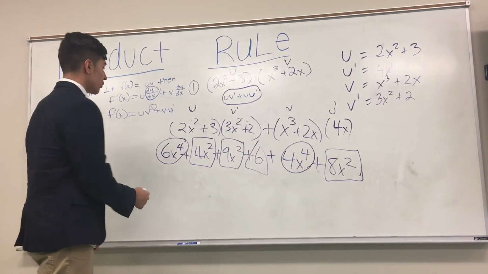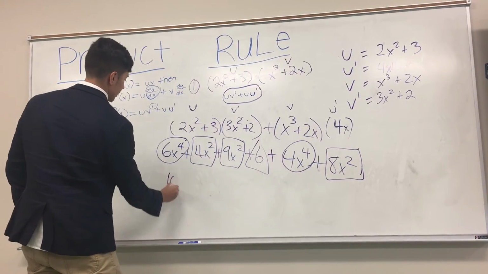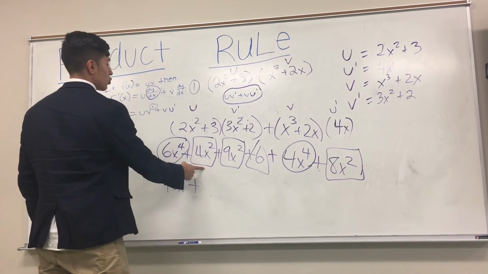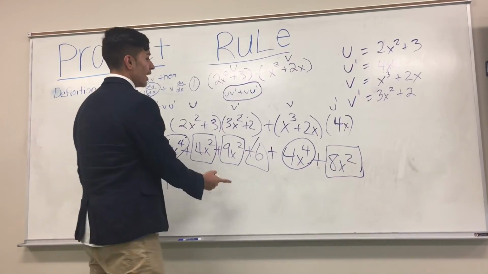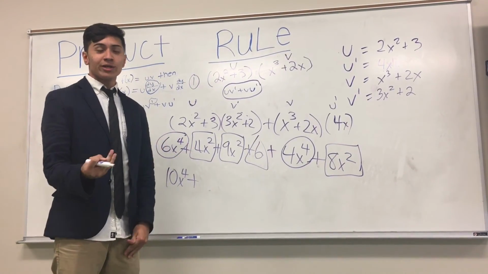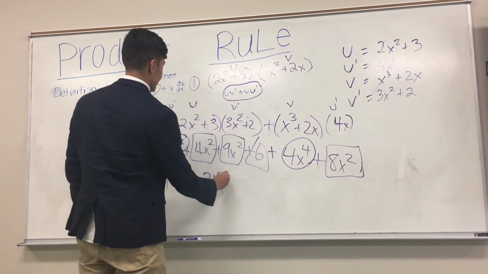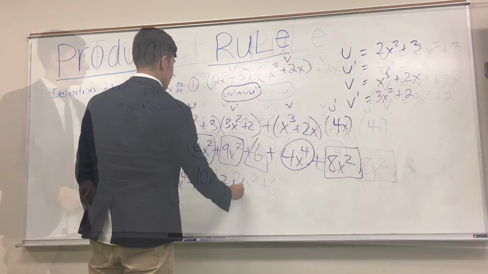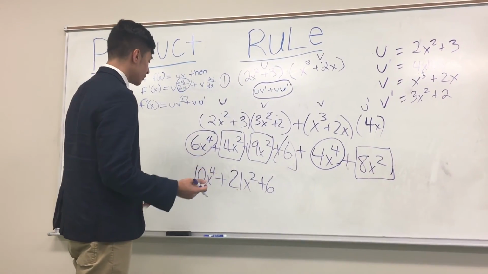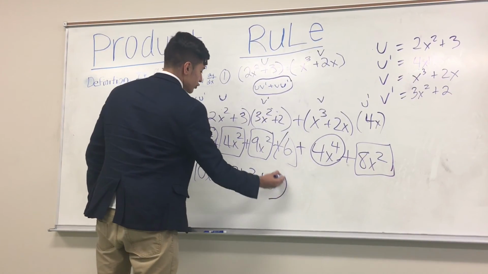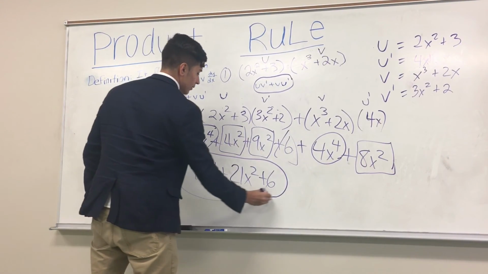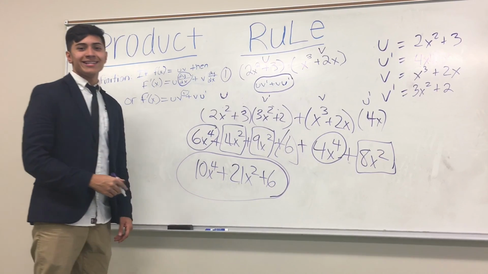So now 6x to the fourth power plus 4x to the fourth power is going to give you 10x to the fourth power plus, now we use the squares, 4x to the second power plus 9x to the second power is going to give you 13, okay? And then 13 plus 8 is 21, so 21x to the second power. And then all we're missing is 6 plus 6. So once we've combined all the like terms, this is what you should get as your total answer. We're going to circle that in right here. Easy money.